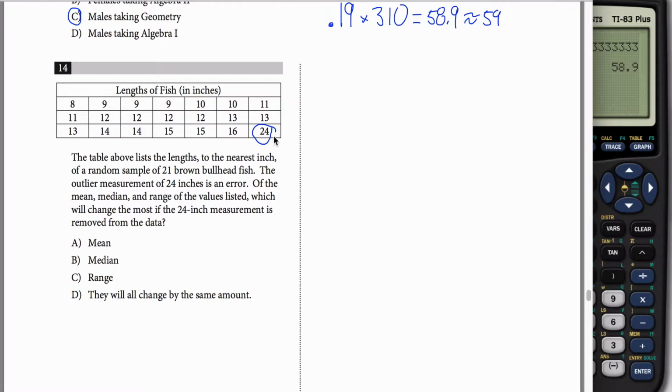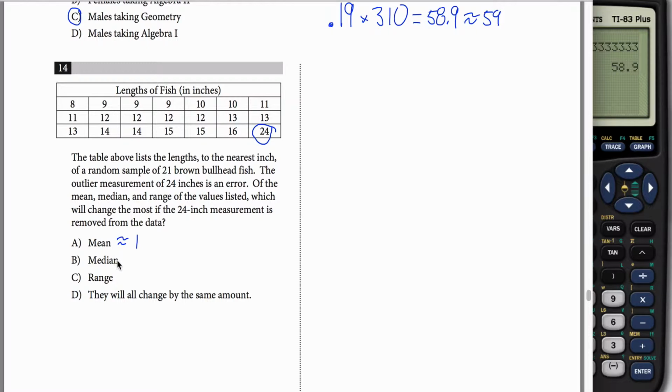All of these numbers divided by 21 versus all of these numbers divided by 20. Yeah, it'll change it a little bit. My mean is going to get smaller when I remove this outlier. But the average is taken of all 21 of these fish. So just getting rid of one of them is not going to change the mean very much. This is going to be changed by, I don't know, approximately an inch or so.